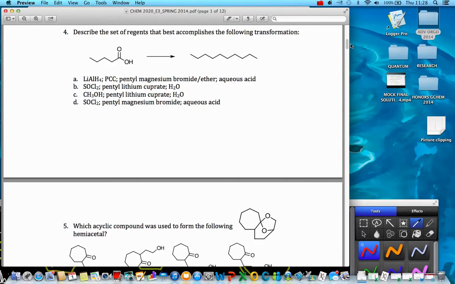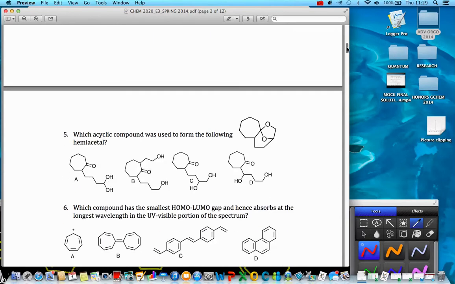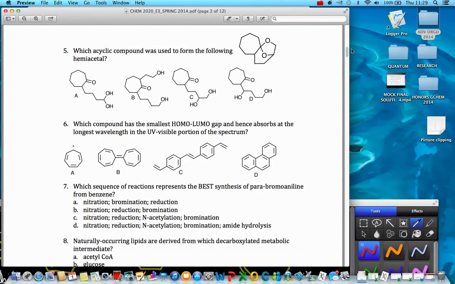The pentyl lithium cuprate is a much milder form of this particular mechanism. And then as a result of the last step of the mechanism, the carbonyl actually goes away. So this is a great way of converting a carboxylic acid to an alkane. So number 4, the best answer choice is B. Moving on to number 5.